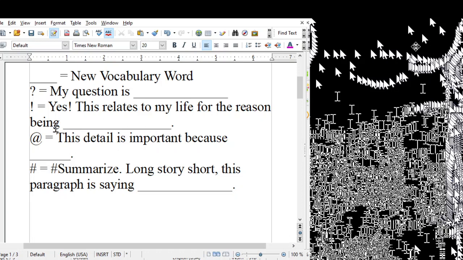If you use the question mark, you can start your sentence by saying, my question is, and then just type your question. If you use the exclamation point, you can start your sentence by saying, yes, this relates to my life for the reason being, and then give the reason. If you use the @ symbol, you can start your sentence off and say, this detail is important because, and then finish it. If you use the hashtag symbol, which is hashtag summarize, you can start your sentence off by saying, long story short, this paragraph is saying. And summarizing, you need to be able to summarize that paragraph in 2 to 3 sentences. That's it.